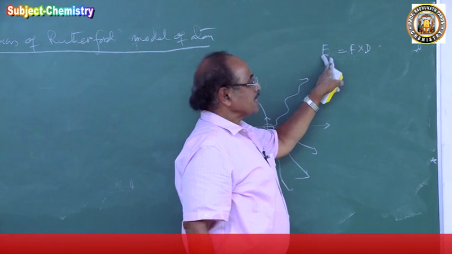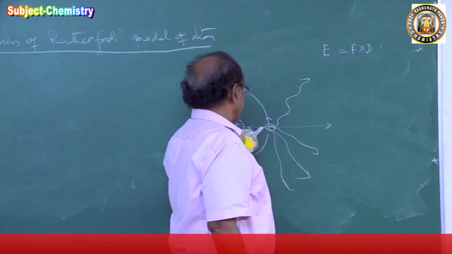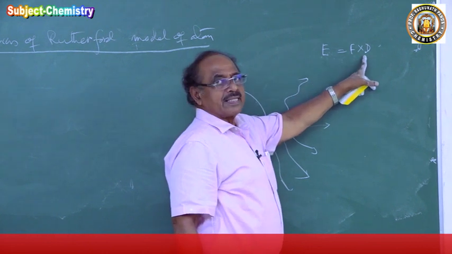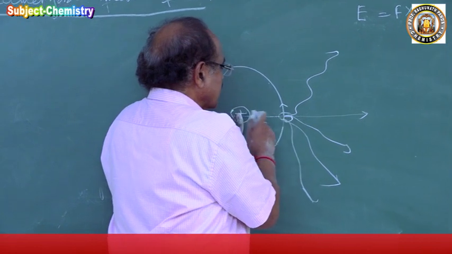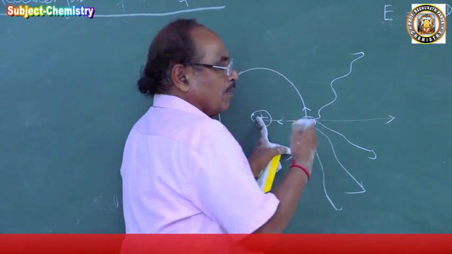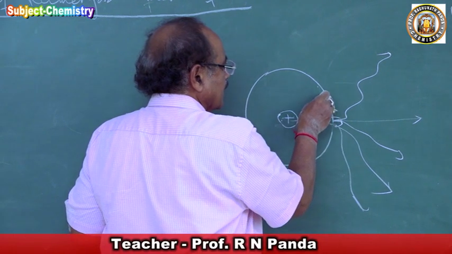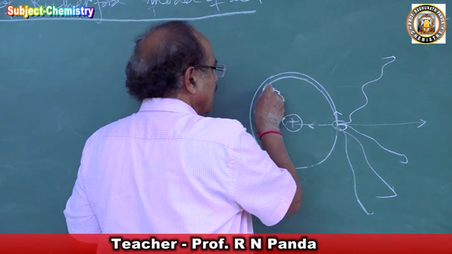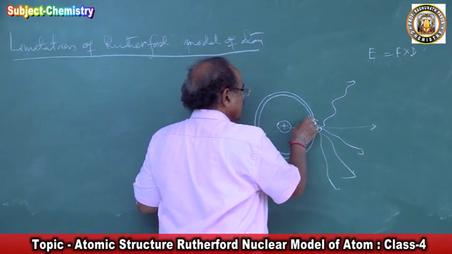Now the energy is decreasing. It means what will happen? The force is there, so the displacement will decrease. So this distance between the nucleus and the electron will be steadily decreasing. Then it will radiate energy. Hence it will no longer move in a circular path. It will move in a spiral path.